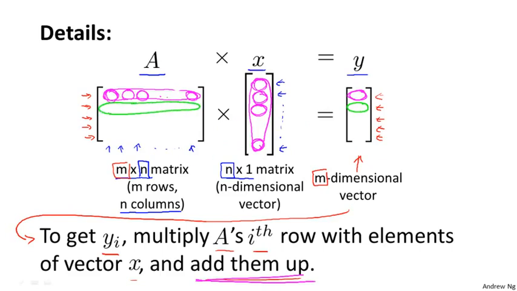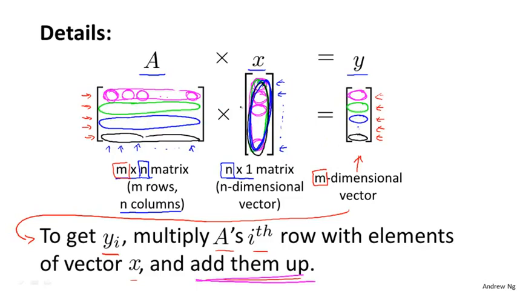So we take the second row of A and multiply element-wise with the elements of x and add up the results of the products, and that will give me the second element of y. And you keep going. Then I'm going to take the third row of A, multiply element-wise with the vector x, sum the results, and then I get the third element, and so on until I get down to the last row, like so. Okay? So that's the procedure.